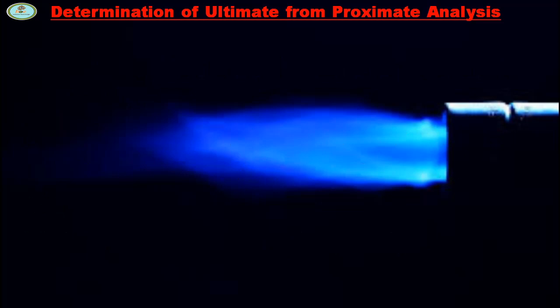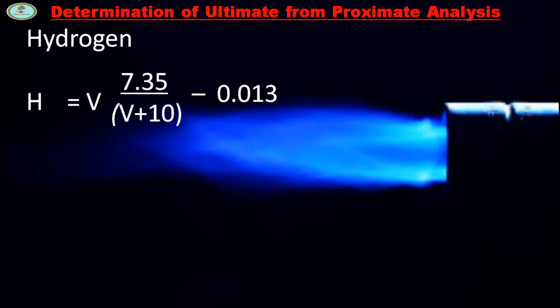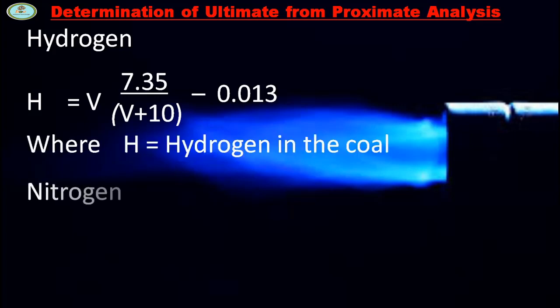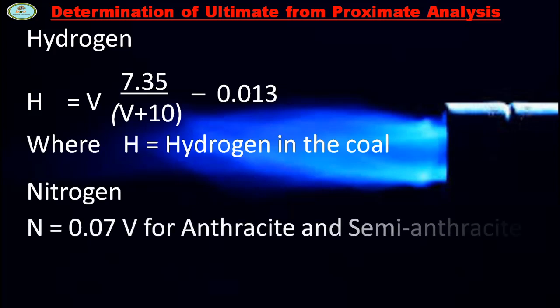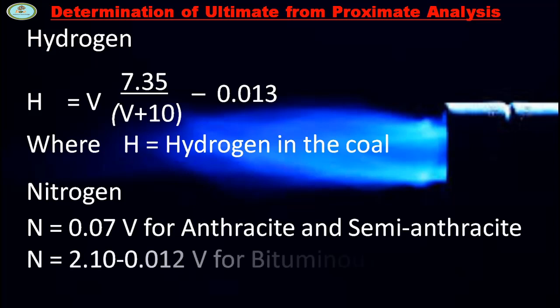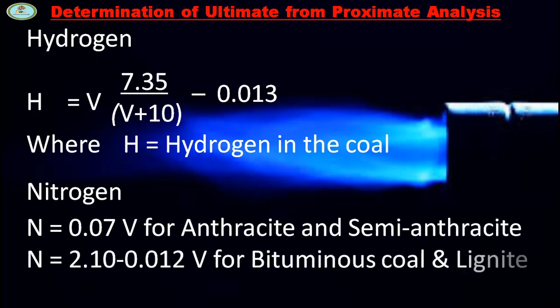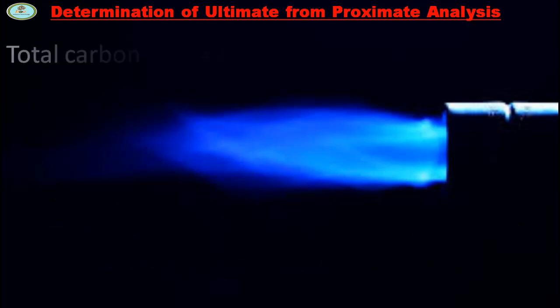Hydrogen can be calculated by this formula: H is equal to V into 7.35 divided by V plus 10, minus 0.013, where H is the hydrogen in the coal. Nitrogen N is equal to 0.7 V for anthracite and semi-anthracite, and N is equal to 2.10 minus 0.012 V for bituminous coal and lignite. Here V is volatile matter.